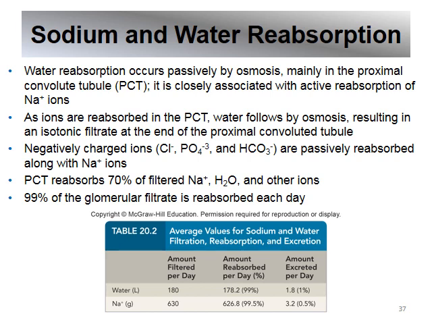For sodium, about 630 grams are filtered each day. We reabsorb 626.8, which is 99.5%, and we excrete about 3.2 grams in our urine. So we lose about 0.5% of sodium. So even though these two substances, sodium and water, are filtered highly, you create a lot of filtrate with these, almost all of it is reabsorbed.